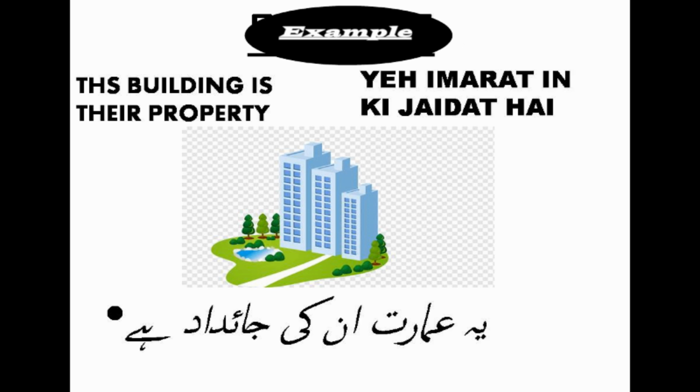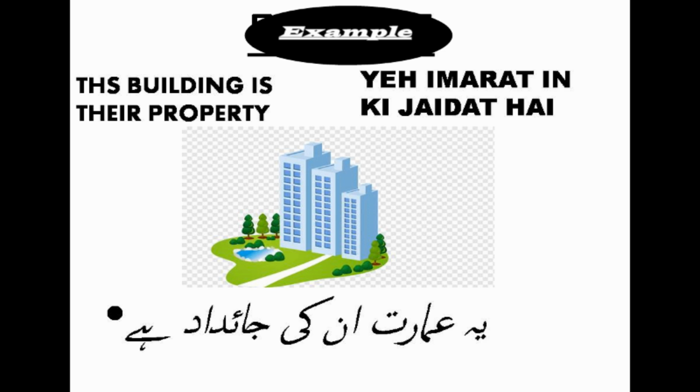So we can also say it in this way. ये इमारत इनकी जायदाद है. Again, the word की is used because the building is a feminine object, and in is used to point at the person to whom the building belongs and who is close to you.